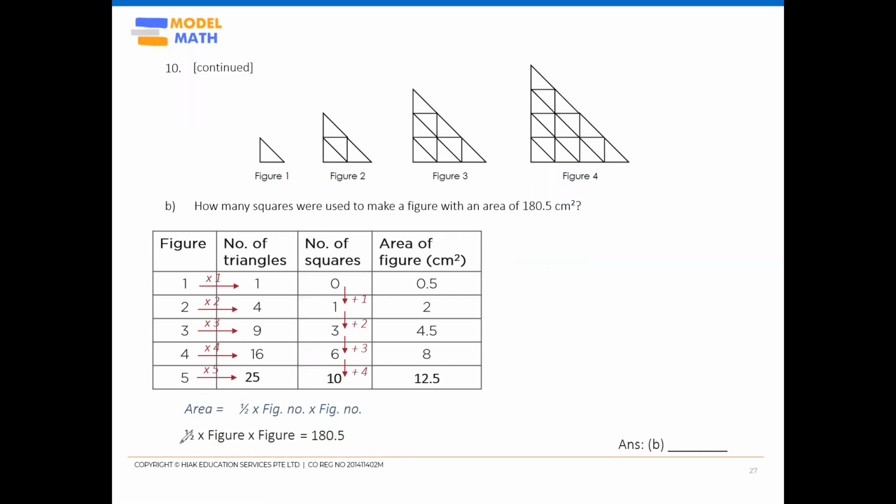So notice that because I have this half here, I have this 180.5, I can find out this value. That means the product of the figure times figure. How do I do that? Simply just 180.5, you can divide by half. Or you can take 180.5 times 2. It's the same thing. Okay, so you can divide by half or times 2. Both will give you the same answer.